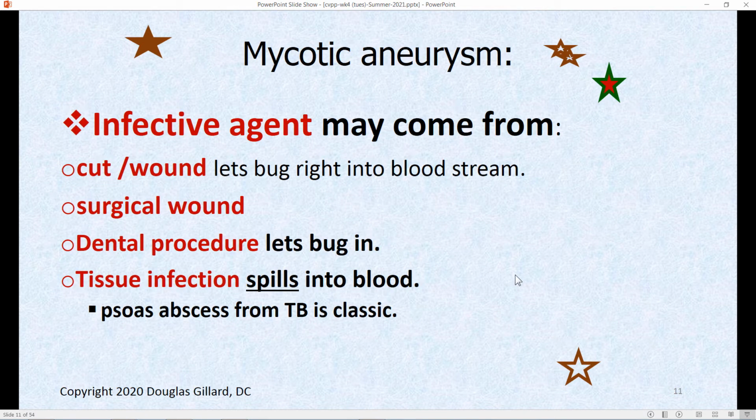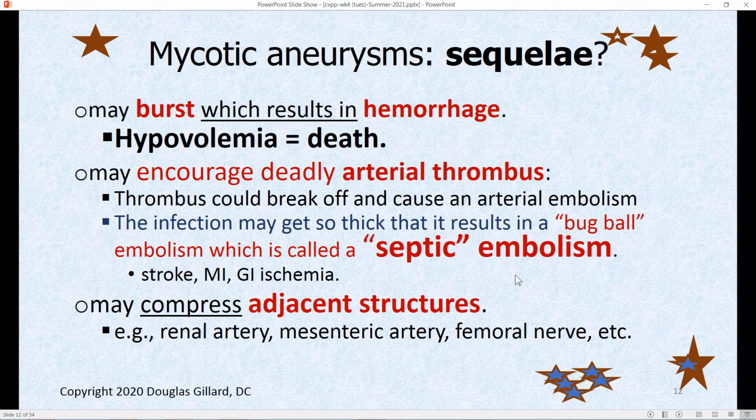Where does the bug come from that causes these mycotic aneurysms? It can come from anywhere. It could come from a cut. You cut your hand doing something. You had a surgery to take a cyst, let's say, like a lipoma off your arm. You had a root canal. Dental procedures are notorious for letting bugs into the blood. So those are some of the places it could come from.